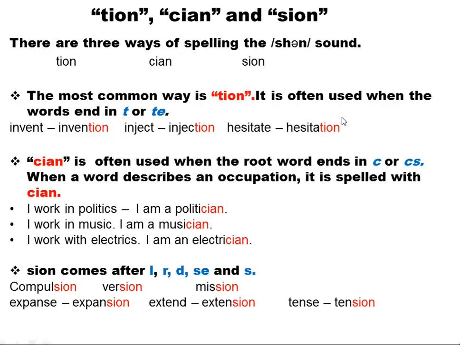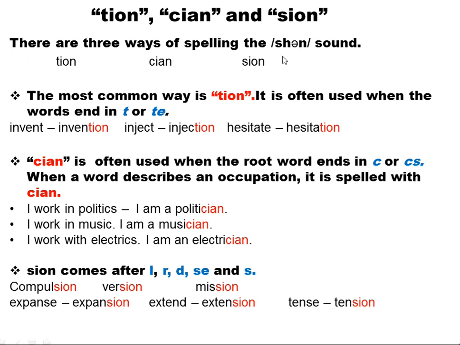Okay. We just learned shall. Now shun, shun, shun. The same sound but with different spellings. Here tion gives the same sound. cian and sion give the same sound.